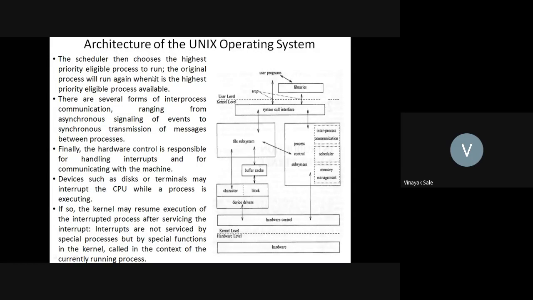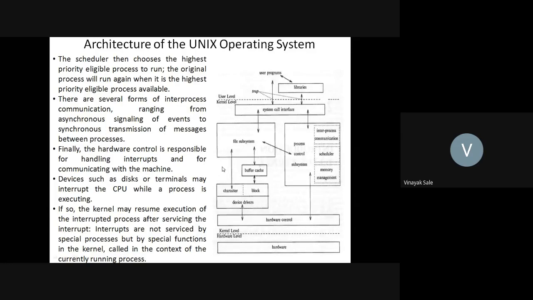Then the scheduler selects the highest priority eligible process to run. The original process will run again when it is the highest priority eligible process available. There are several forms of interprocess communication, ranging from asynchronous signaling of events to synchronous transmission of messages between processes.